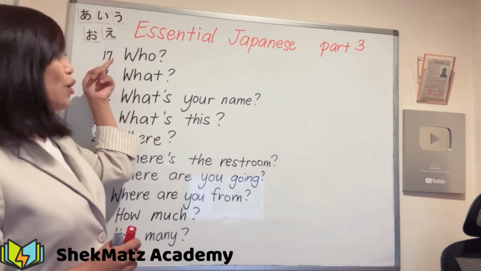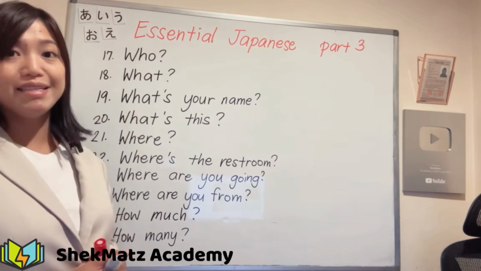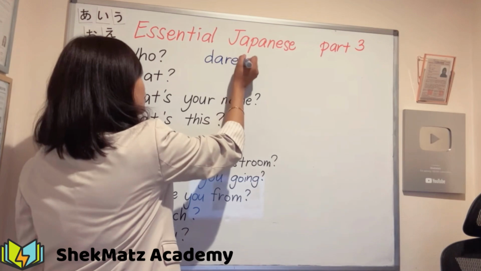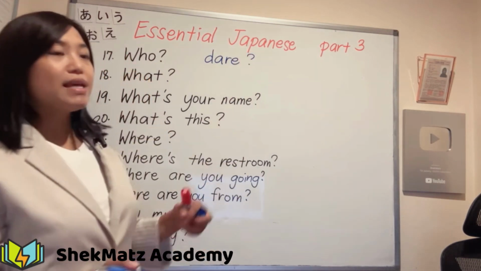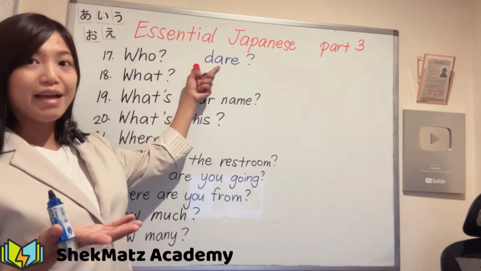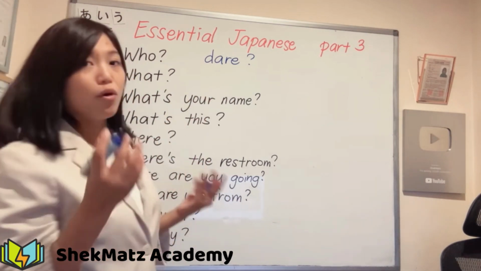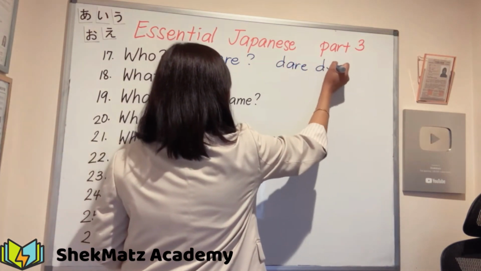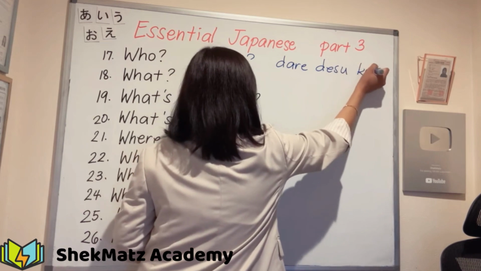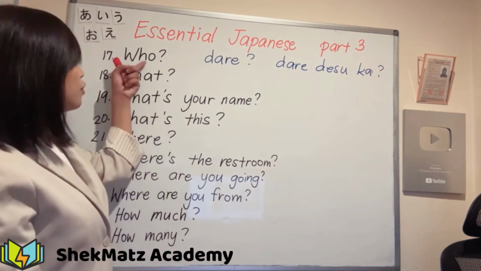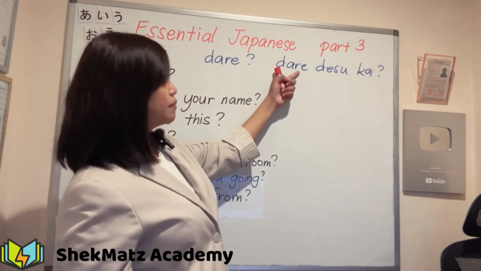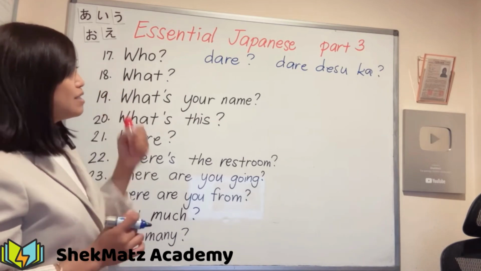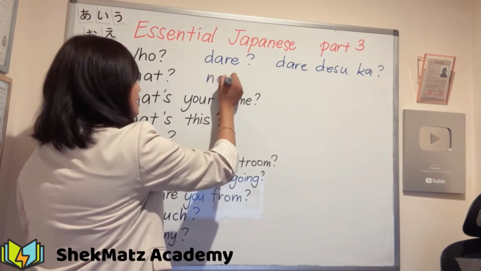First in the list is who. Who in Japanese is 誰. Alright, so you can say 誰 casually, or if you want to be more polite, you can add ですか and say 誰ですか. Alright, again, who, 誰 or 誰ですか. And number 18, what in Japanese is 何, nani.